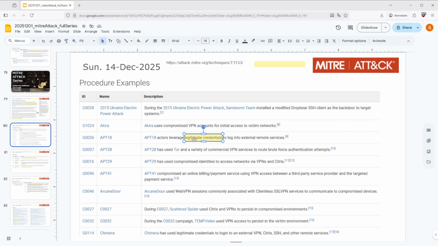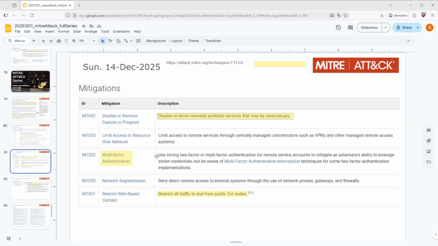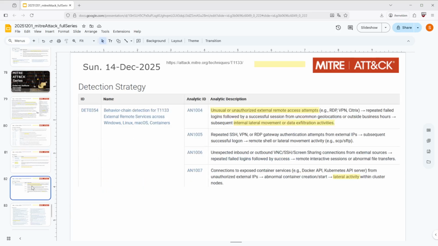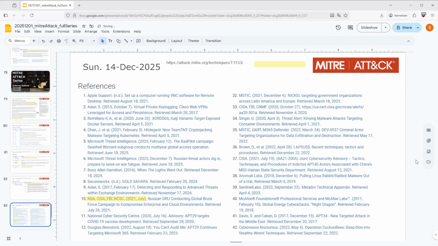We know that legitimate credentials appear to be an important part in that. And here in the mitigations, we have multi-factor authentication to prevent that legitimate credential requirement, so to make it harder to successfully conduct such an attack. Then we have detection strategies, again the same pattern, some unusual external activity followed by lateral movement and data exfiltration. That's what you want to look out for. And last but not least, we see here the players who have been researching that topic.